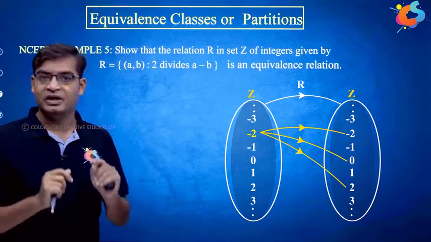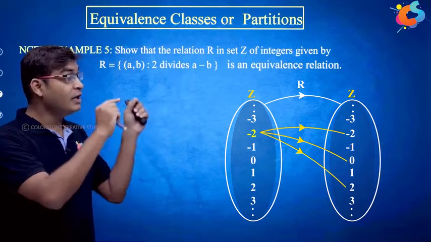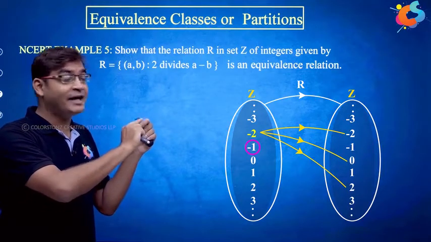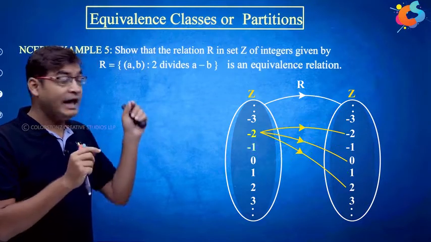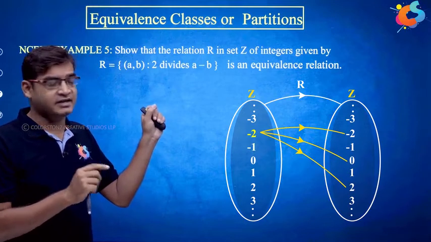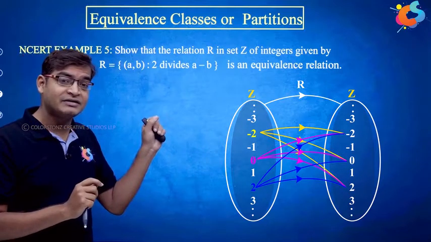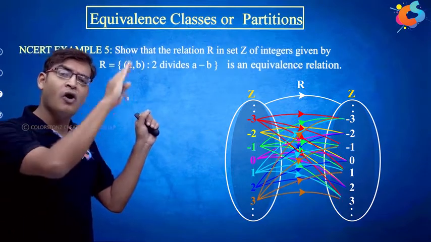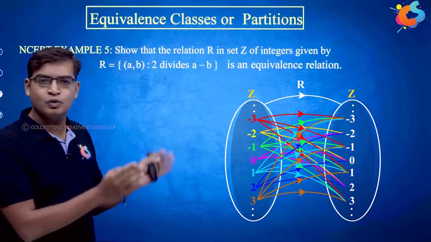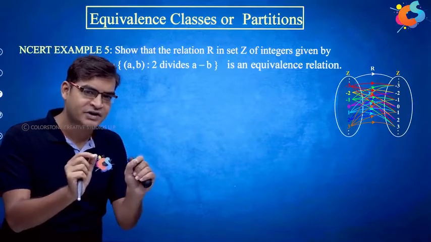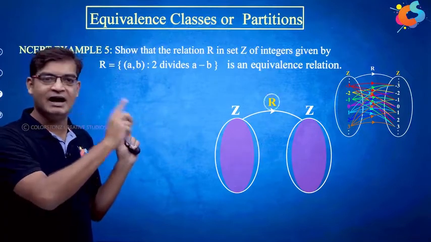In the same way, if we take an odd number from the left hand side, let us say minus 1. Because minus 1 is an odd number, we can map with all odd numbers on the right hand side, right? So any even integer from the left hand side can be mapped with all even integers on the right hand side. Any odd integer on the left hand side can be mapped with all odd integers on the right hand side. Clear? Fine. So now let us move this diagram. Let us write the same information in a simple manner. Let us take two sets, set Z, set Z. Our relation R is there.